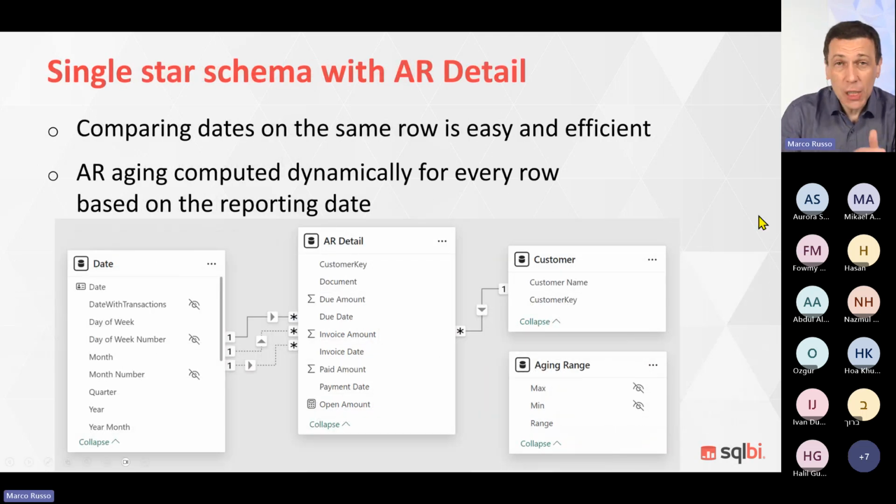We obtain just another star schema. And the star schema we obtained, though, doesn't have an exact connection with the aging range, because the aging range depends on the date of the report.